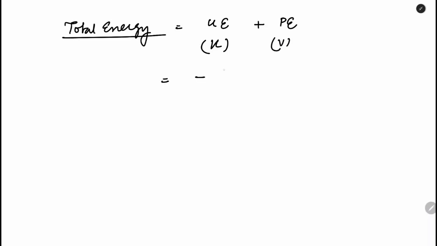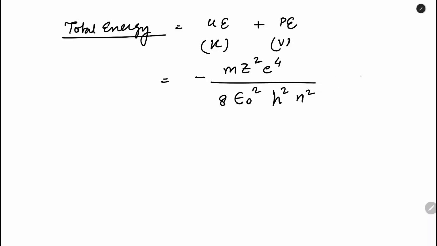And we will come up with the value of m Z square e to the power 4 divided by 8 epsilon naught h square into n square. So this is the total energy. Okay. And this is the total energy of the system.